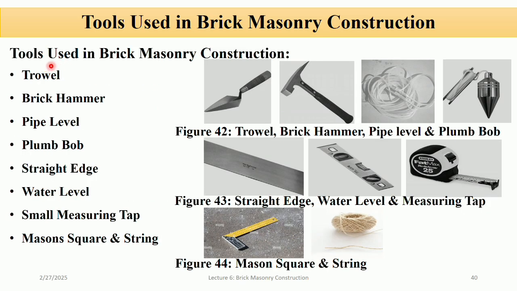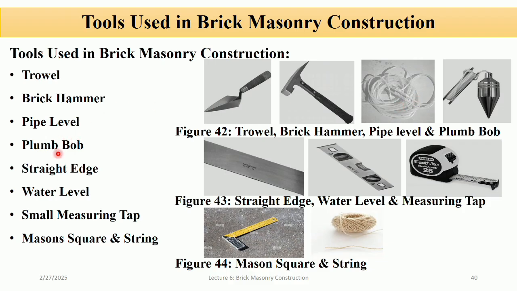Now let's discuss different tools used in brick masonry construction. Trowel. You can see in the figure this is the trowel image, and it is used for spreading and shaping mortar during bricklaying. The second one is the brick hammer, used for cutting and chipping bricks or stones. The third one is the pipe level. You can see this is the pipe level picture, and it ensures proper leveling of pipes in plumbing work.